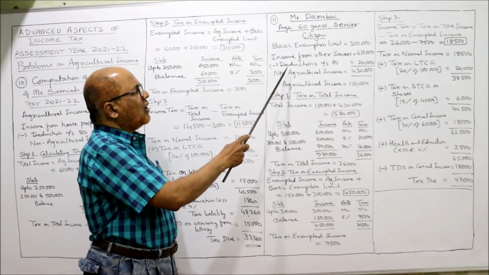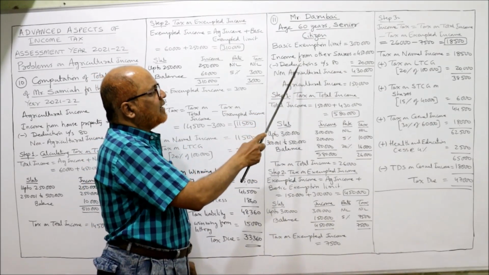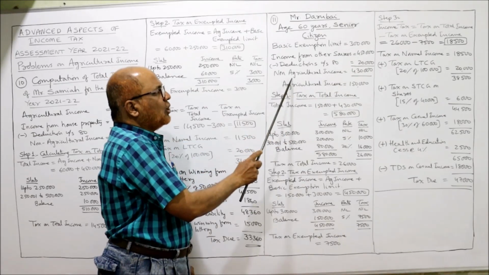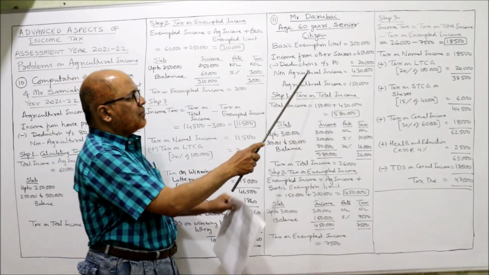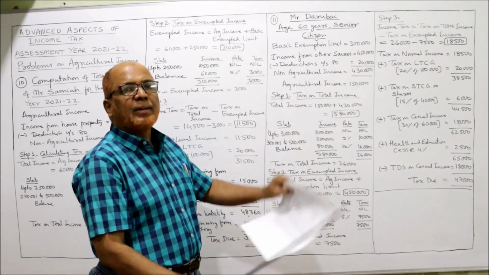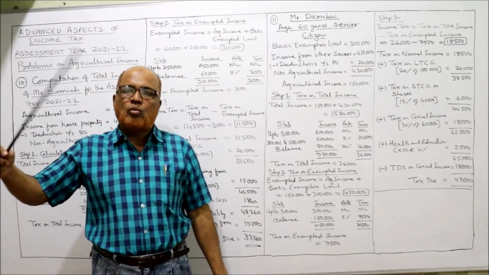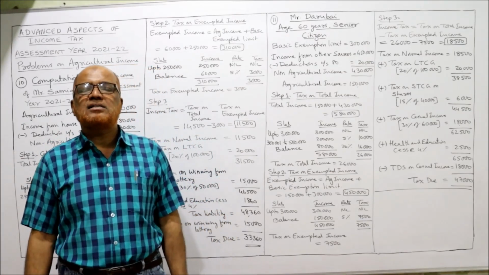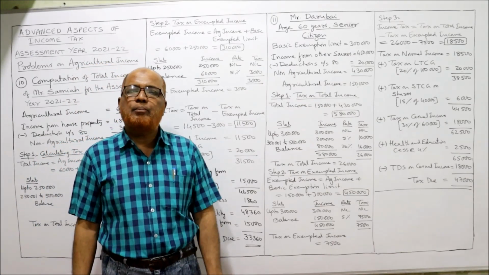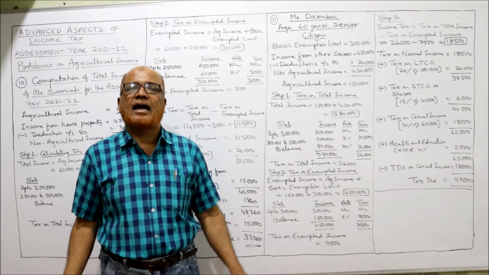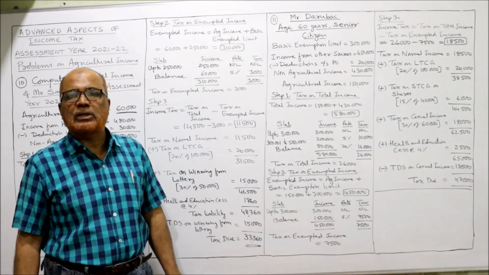See, income from other sources, 4,50,000 given. From that, we deduct deductions under section 80, 20,000. So non-agriculture income is 4,30,000. Agriculture income is given as 1,50,000 here. So agriculture income is more than 5,000 and non-agriculture income is more than 3 lakhs. So clubbing provision will apply. Aggregation provision.